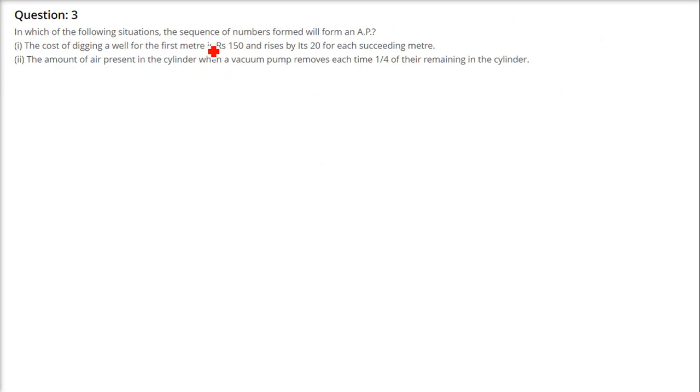In which of the following situations will the sequence of numbers formed be an AP? The cost of digging a well for the first meter is 150 and rises by 20 for each succeeding meter. So you have A, the initial one, 150, and D is also given. That is, it rises by 20 at each succeeding meter. So D is 20. First is 150, then 150 plus 20 is 170, then 170 plus 20 is 190. So it is a proper AP.